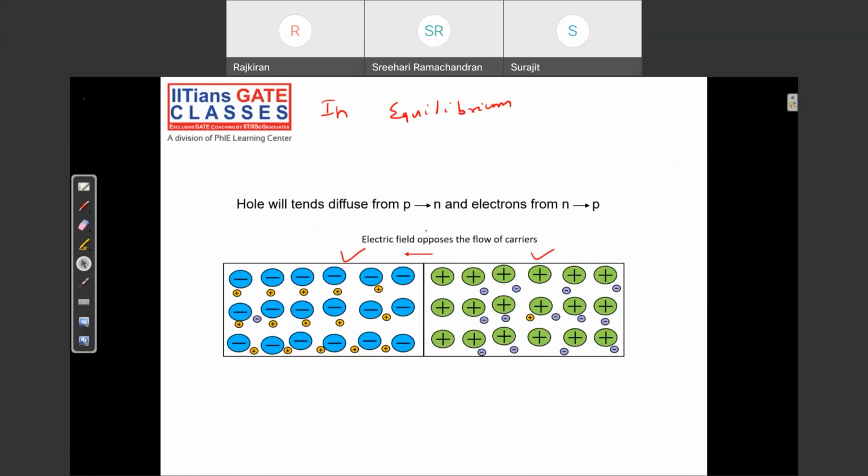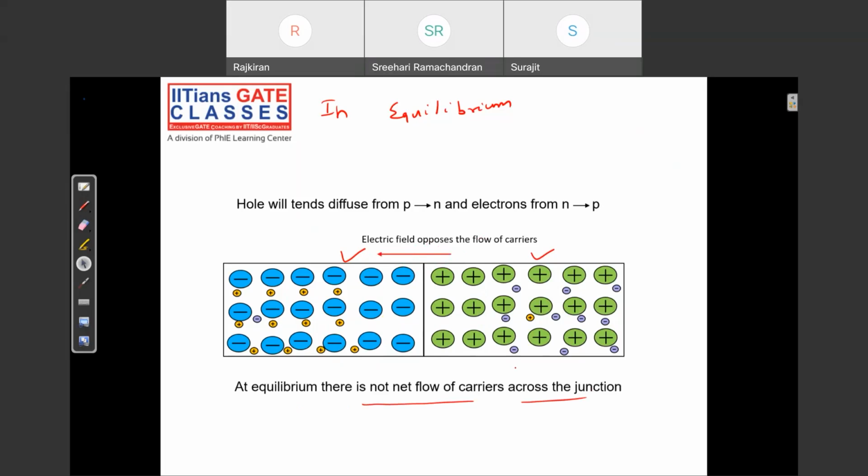Initially the electric field will oppose the flow of carriers, but the electric field force is a little lesser compared to the diffusion force, so there will be further diffusion. Again the electric field will increase. The process will keep continuing until the force due to the electric field exactly cancels the diffusion force. At that point, we reach equilibrium. At equilibrium, there is no net motion of carriers across the junction.